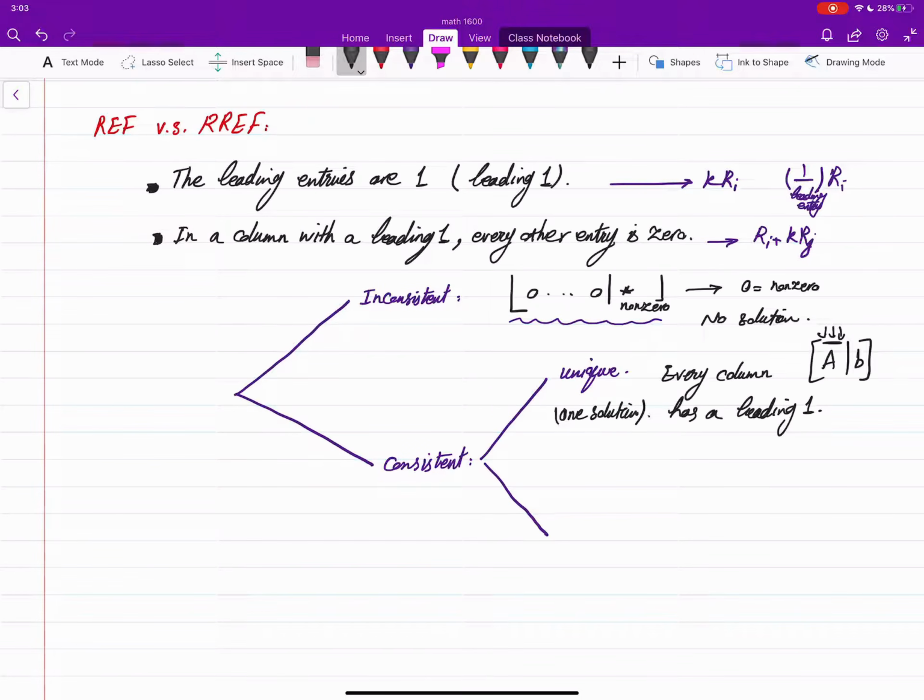And if it is not the case, it means that the system is consistent, but there are columns without a leading one. If there is a column without a leading one, in that case, we will have infinitely many solutions.